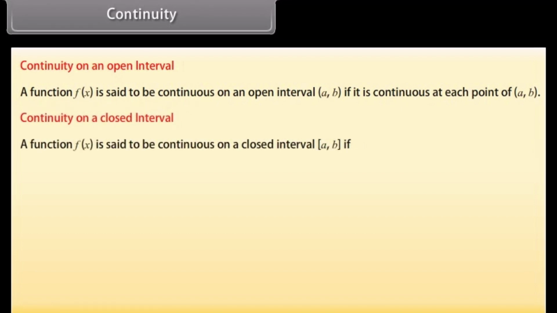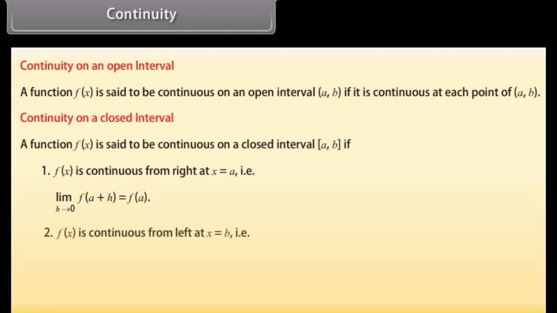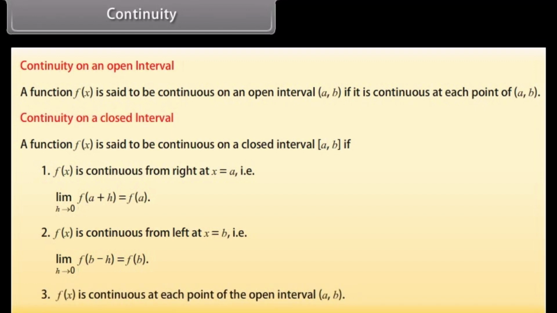A function f(x) is said to be continuous on a closed interval [a, b] if 1. f(x) is continuous from right at x = a, that is, limit h approaches 0 of f(a + h) = f(a). 2. f(x) is continuous from left at x = b, that is, limit h approaches 0 of f(b − h) = f(b). 3. f(x) is continuous at each point of the open interval (a, b).